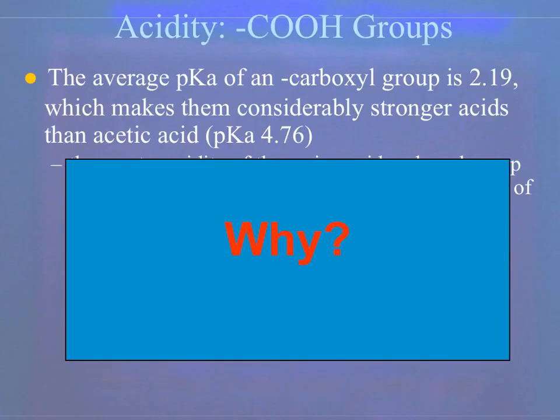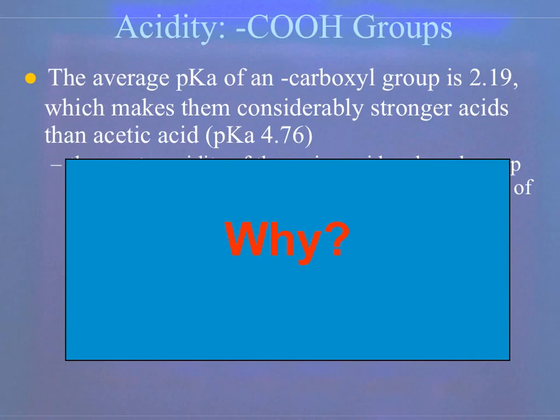So the average pKa for our carboxyl group is 2.9, which is actually a stronger acid than what you would expect it to be. Because if you think back to organic chemistry, the simplest carboxylic acid that had 2 carbons was acetic acid, vinegar, essentially, and it has a pKa of 4.76.